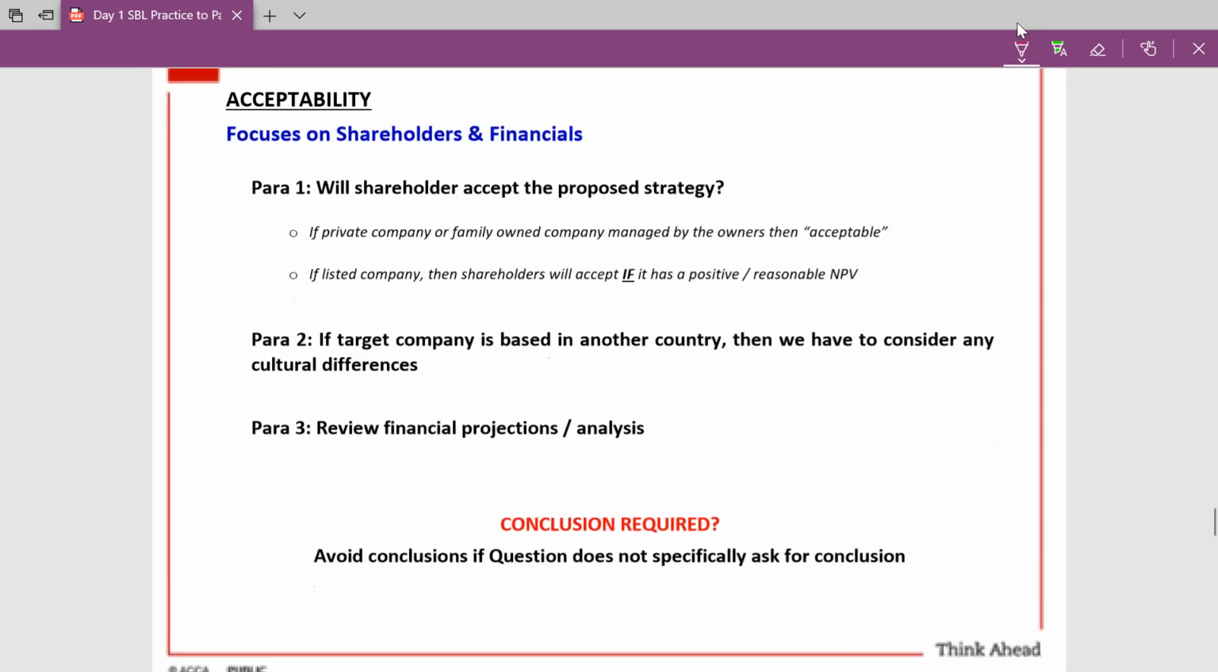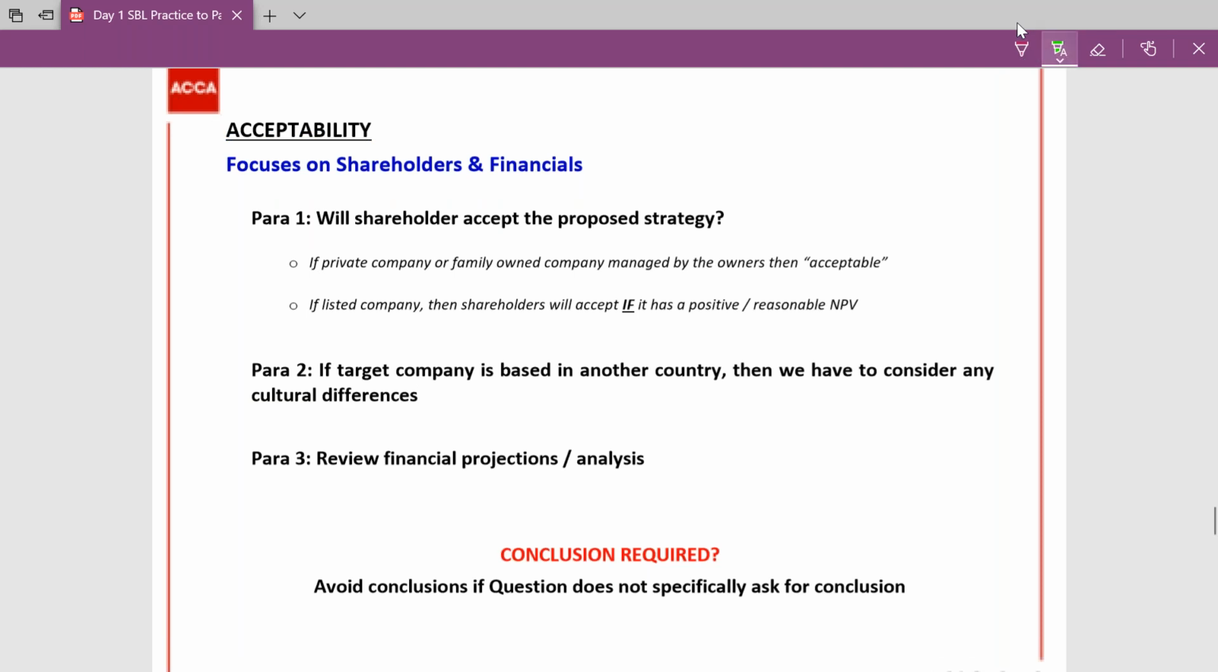Acceptability, this one focuses on shareholders and financials. Okay. So the first para, will shareholder accept the proposed strategy? If we are going for acquisition, that is a big decision, right? So obviously the owners, the shareholders will need to approve before we actually execute. So under acceptability, the first thing we look at is whether the shareholder will accept the proposed strategy or not.